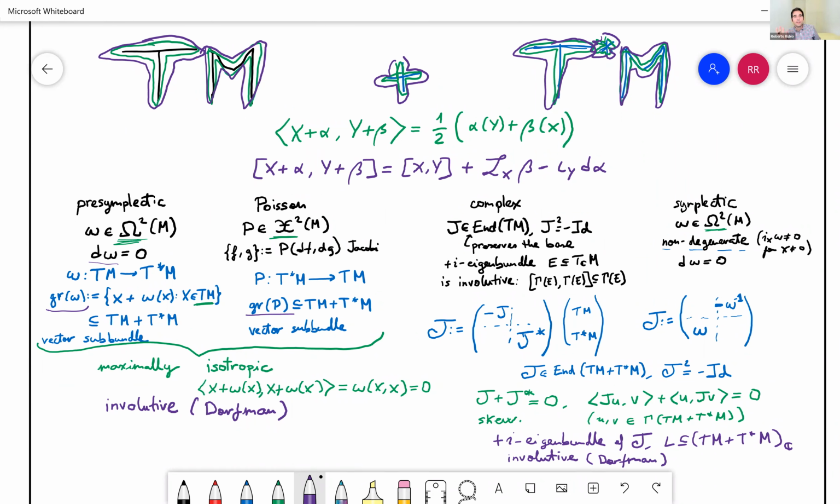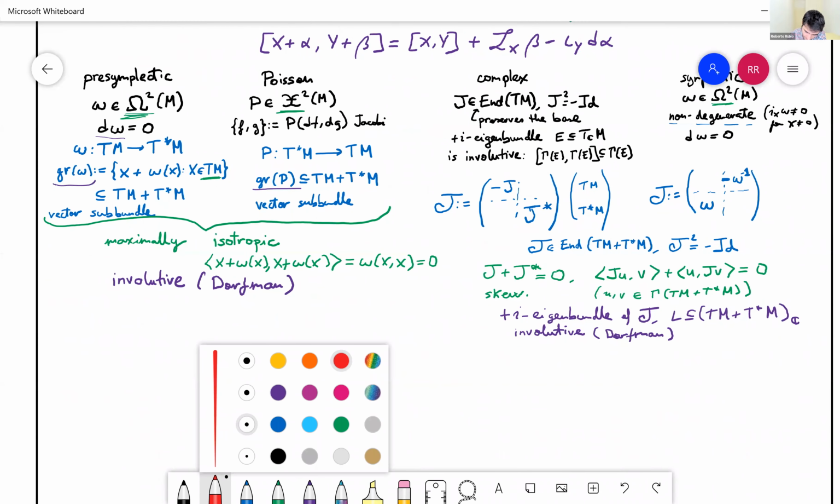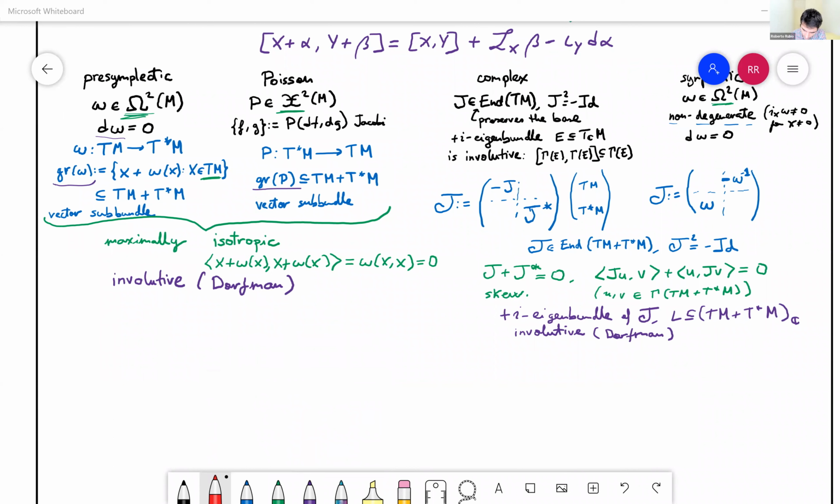So now there are some structures that before were different, and now somehow we see they are satisfying the same properties. So pre-symplectic and Poisson, which were kind of dual, now I can describe them as subbundles of this TM plus T star M that are maximally isotropic and they are involutive. This has a name. These are real, but they are Dirac structures, as they were introduced by Courant and Weinstein.